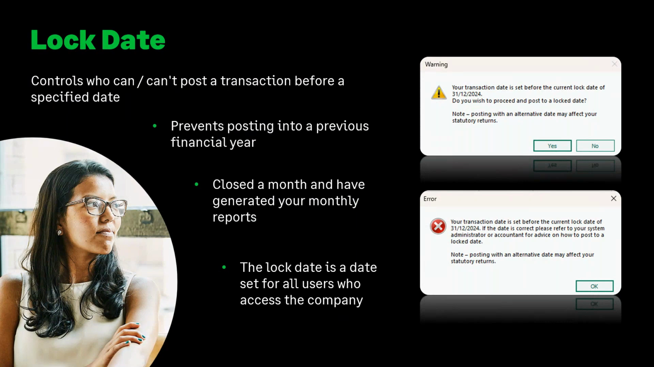You might use a lock date to prevent people posting into a previous financial year, or if you've closed a month down and generated monthly reports, you might not want anybody posting into that month. But who can and can't post before a lock date comes down to their user settings, and we'll look at that in more detail in the demonstration. One thing to remember is that a lock date is set for all users who access the company. It's the user's individual access level that determines whether they see the warning message, which they can override, or the error message, which prevents them from posting.